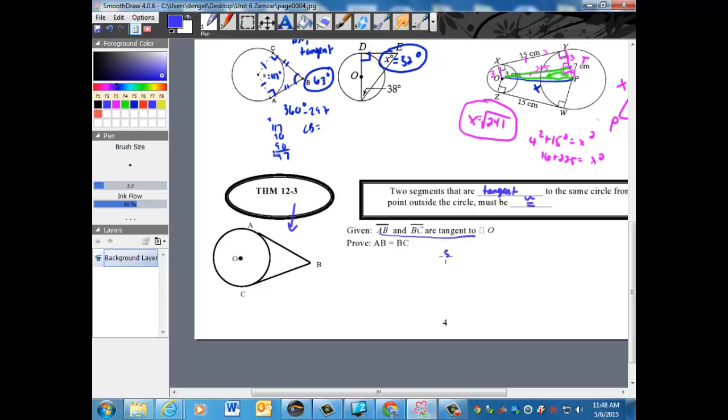So anytime we do a proof, usually we like to do a two-column proof. So we're going to start off with our statements and reasons. One, we're going to draw a line here that's given.